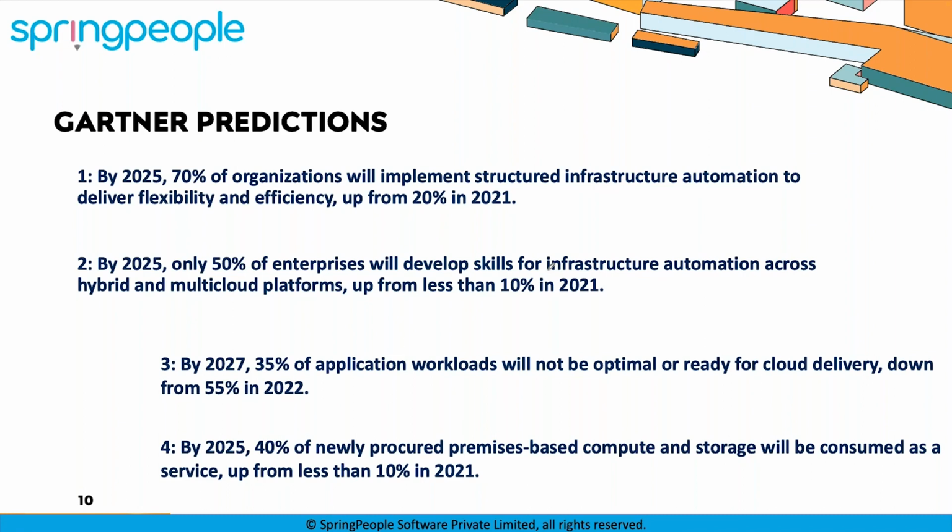Okay. By 2027, 35% of the workload will not be optimal. So when I was adopting the cloud in 2015, they were saying around 70 plus percent of the applications are not compatible to move to cloud. Now they are saying in 2022 it is 55%, which means in 7 years they have reduced it by around 30%. And now by 2027, 35% of applications will not be optimal. That means some of them will get retired, some of them will get re-architected, refactored, recoded. All those things will happen to meet the way cloud works.